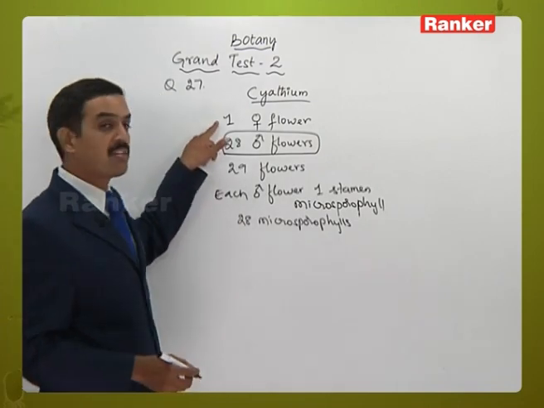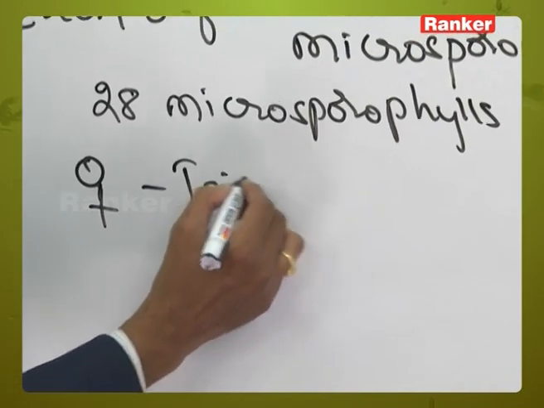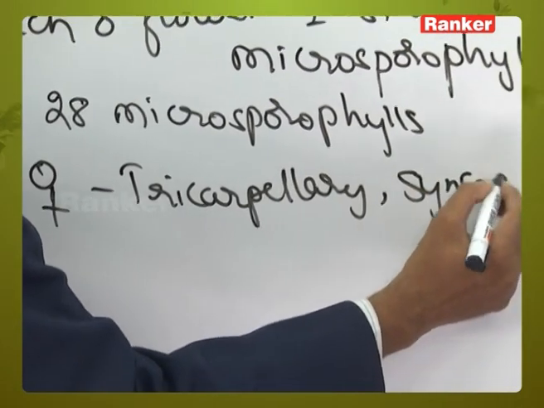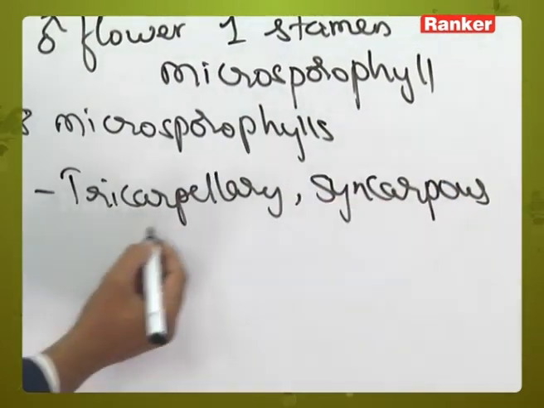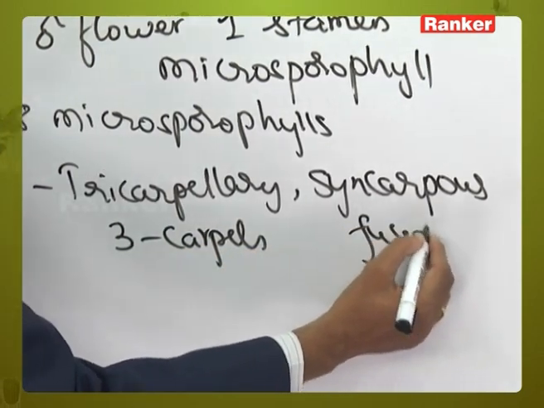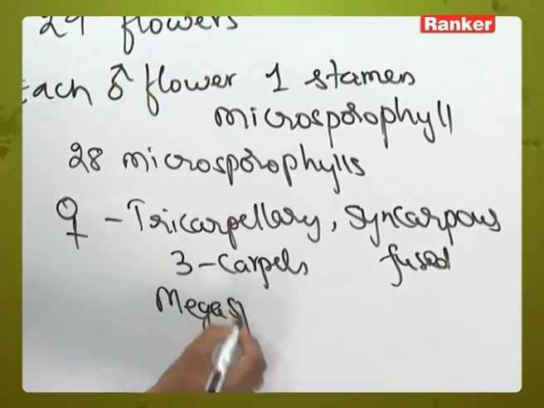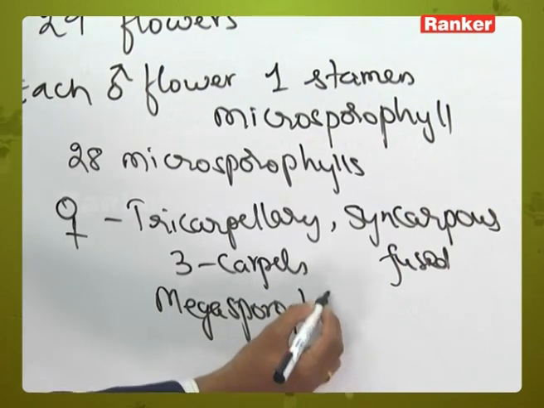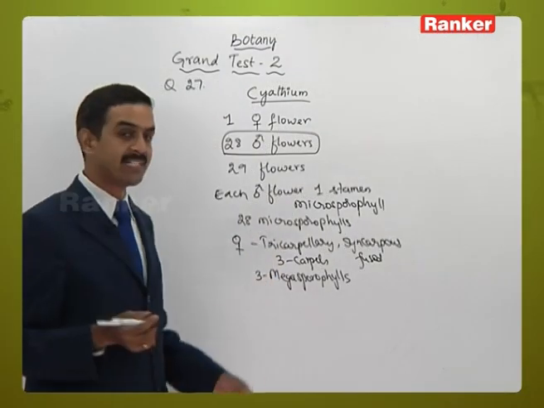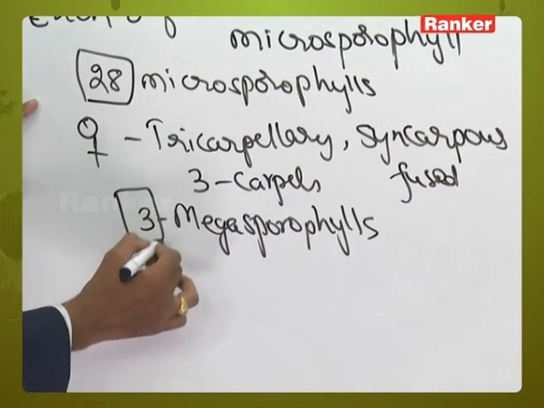Then let us come to the female flower. Here the female flower is only one. It has a tricarpellary condition. A tricarpellary syncarpous gynoecium is present. Tricarpellary means 3 carpels are present. Syncarpous means they are fused. Each carpel is called a megasporophyll. As we are saying 3 carpels, how many megasporophylls are there? A total of 3. So 28 microsporophylls and 3 megasporophylls are there.